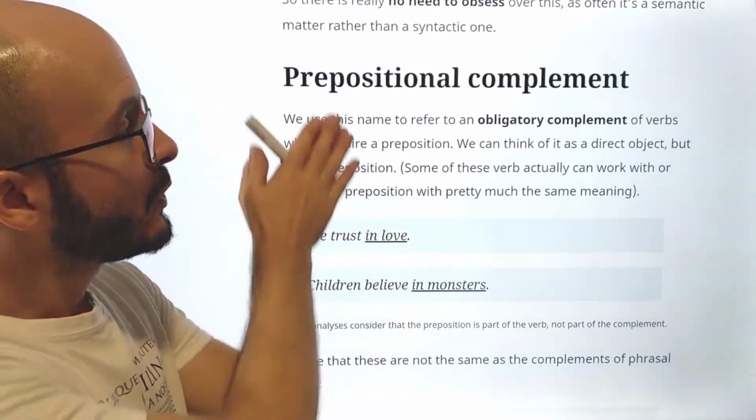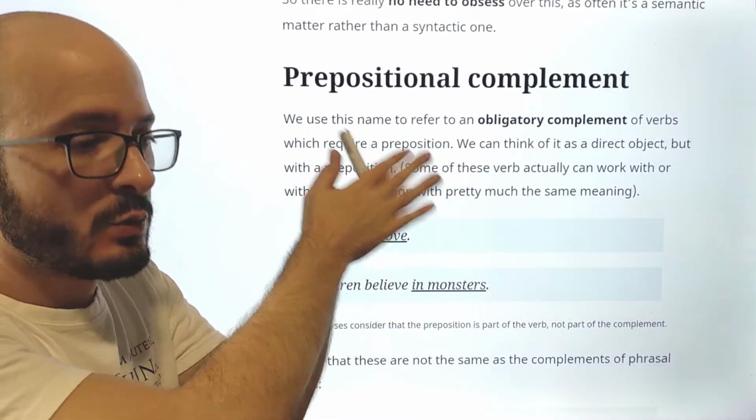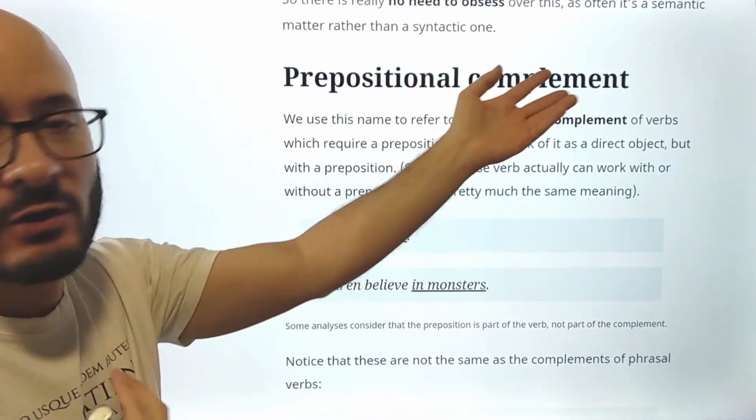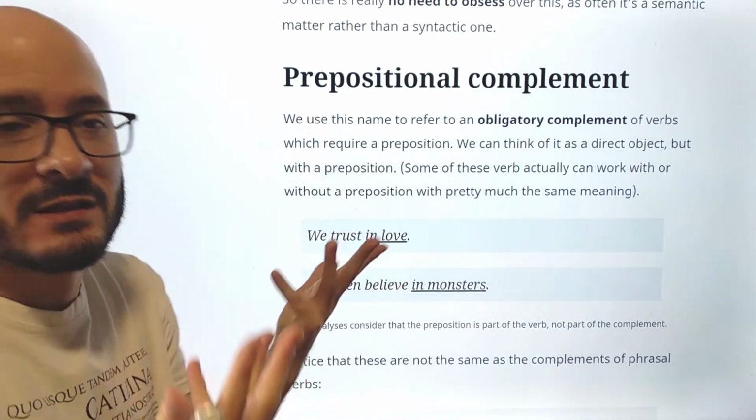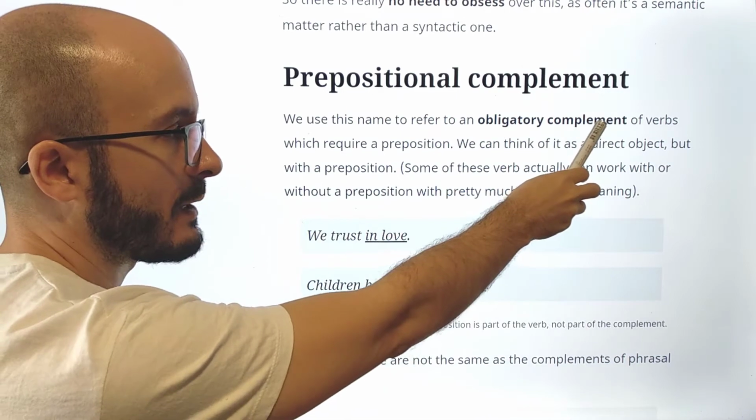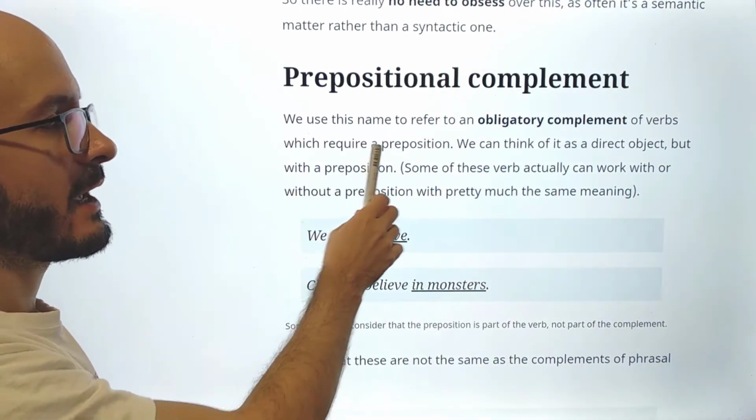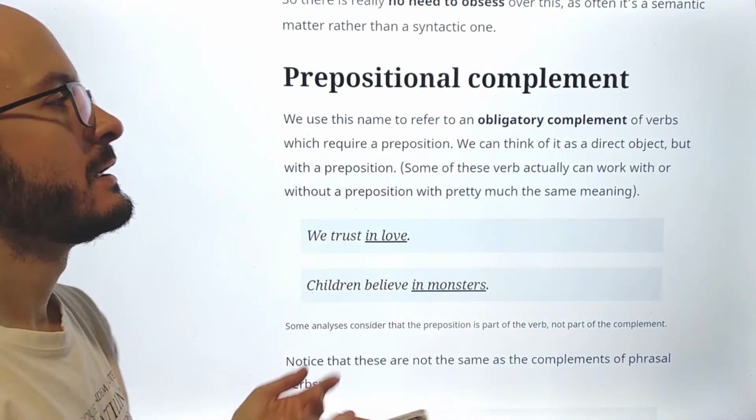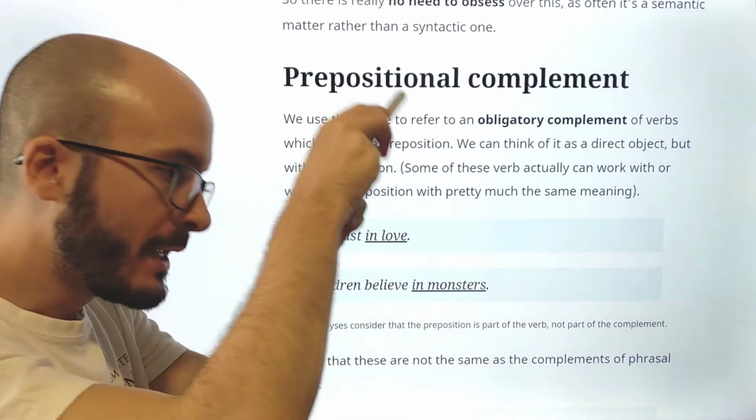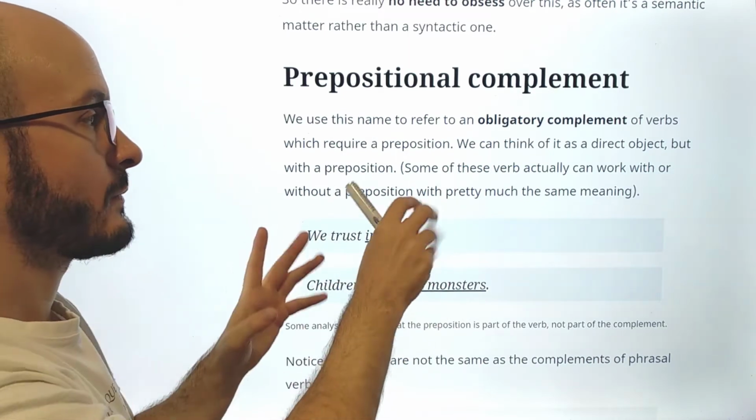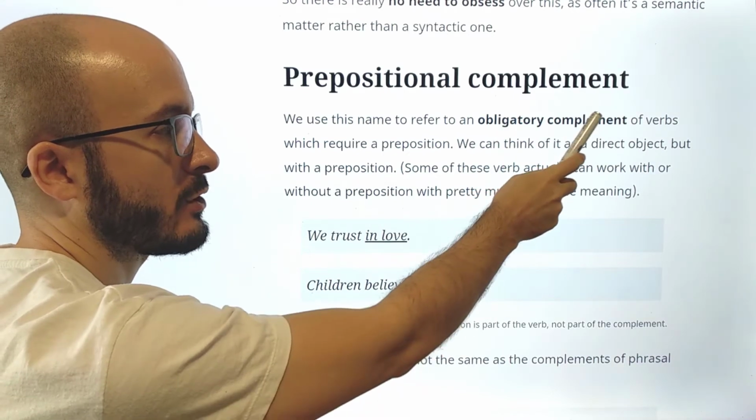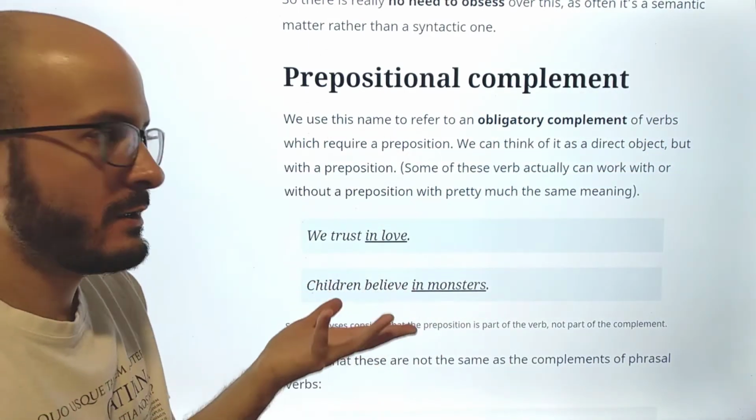Then we have the prepositional complement. You might find it with other names, but it doesn't matter, okay? I call it prepositional complement because I think it's quite easy to understand what it is. We use this name to refer to an obligatory complement of verbs which require a preposition. That's why prepositional. Remember that we said the direct object is an obligatory complement, okay? So we can think of it as a direct object because it's an obligatory complement, but with a preposition.